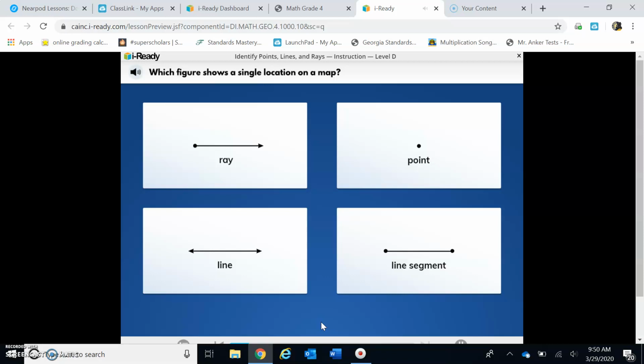Let me think about it. I know we look at maps in social studies. I've never seen a ray on a map. Never seen one of these lines on the map. Never really seen a line segment, but I have seen a point on a map. And most of the time it indicates the capital of a state. So I'm going to go ahead and choose point. Awesome.